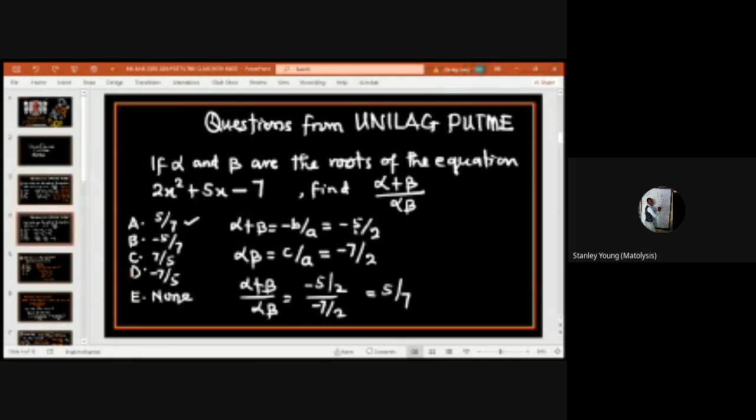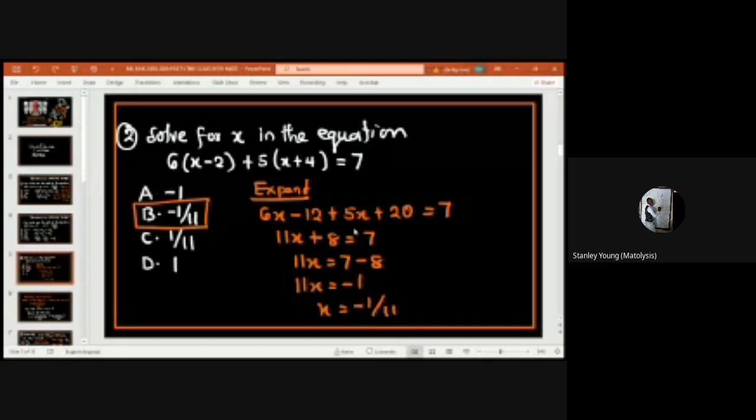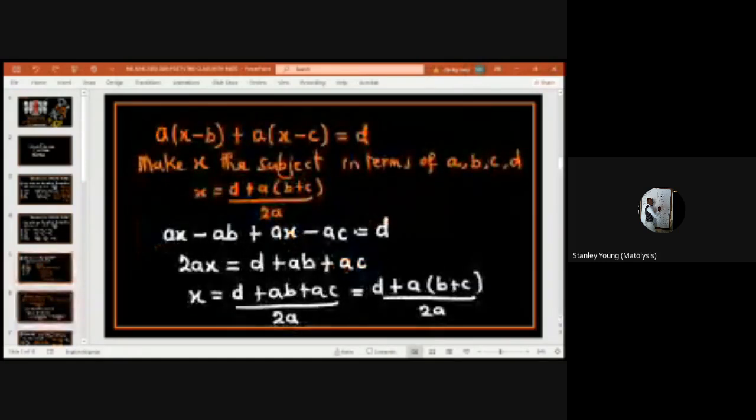Then I gave a similar question here, and there was this question that involved finding x in a linear equation. All you need to do is expand and get the value of x. So the value of x in this case was minus 1 over 11. Then I gave something similar, but rather than having values, I gave letters. The aim here is for you to find the value of x in terms of a, b, and c. The final answer happens to be d plus a into b plus c, everything divided by 2a.